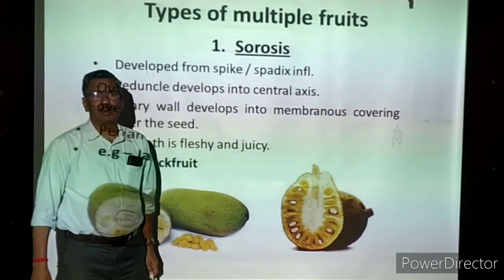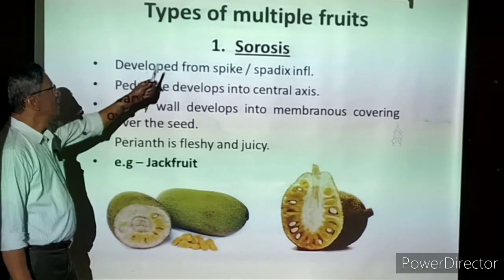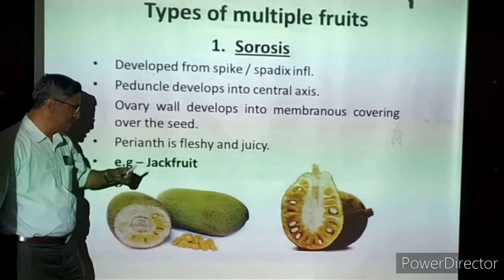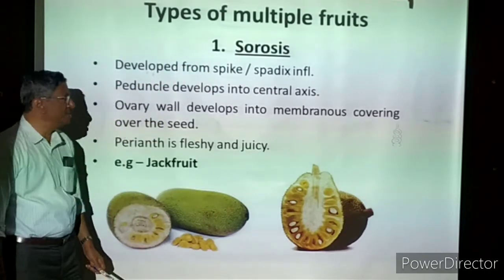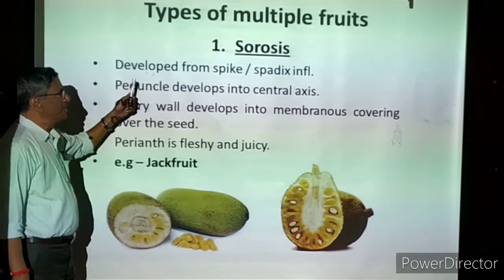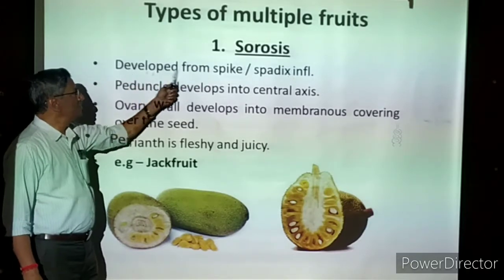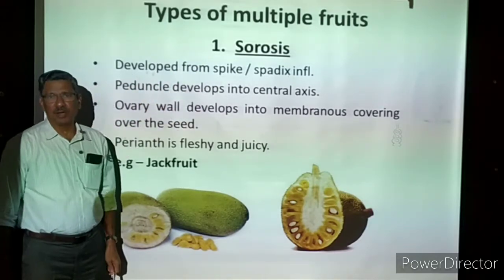The first type is called Sorosis. Now this type of fruit, Sorosis, the best example is a jackfruit. Already we studied. So once again we are going to see the Sorosis, how it is developed. The Sorosis fruit is developed from spike inflorescence.